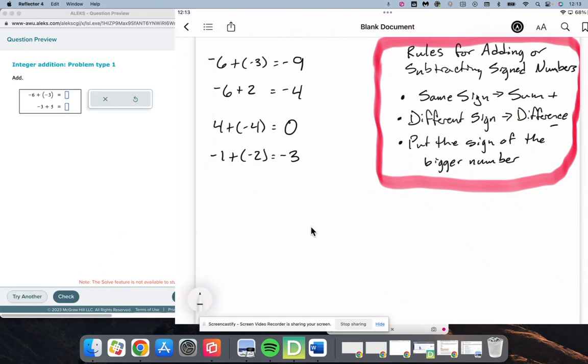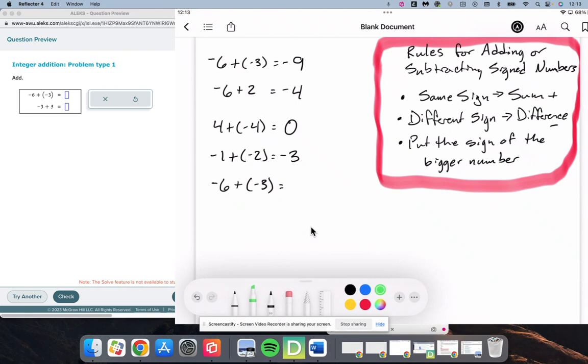Next, we have -6 plus -3. We see that the signs are the same, -6 and -3. So we find the sum. We're going to add 6 and 3 to get 9. We put the sign of the bigger number. 6 is bigger than 3. It's negative. Our answer is negative.